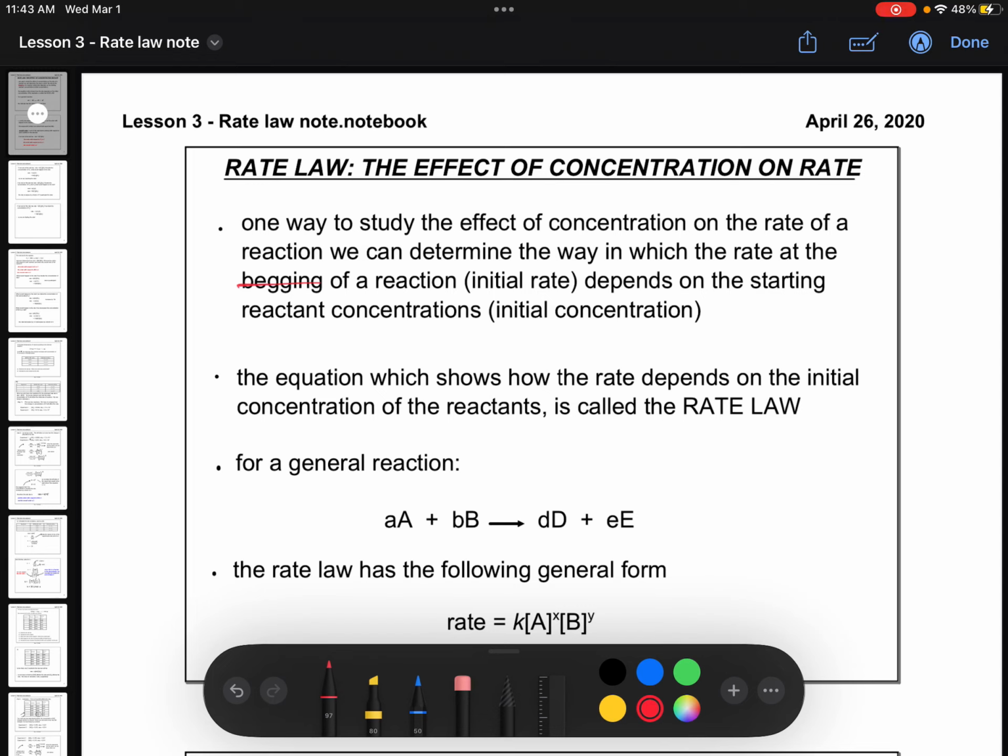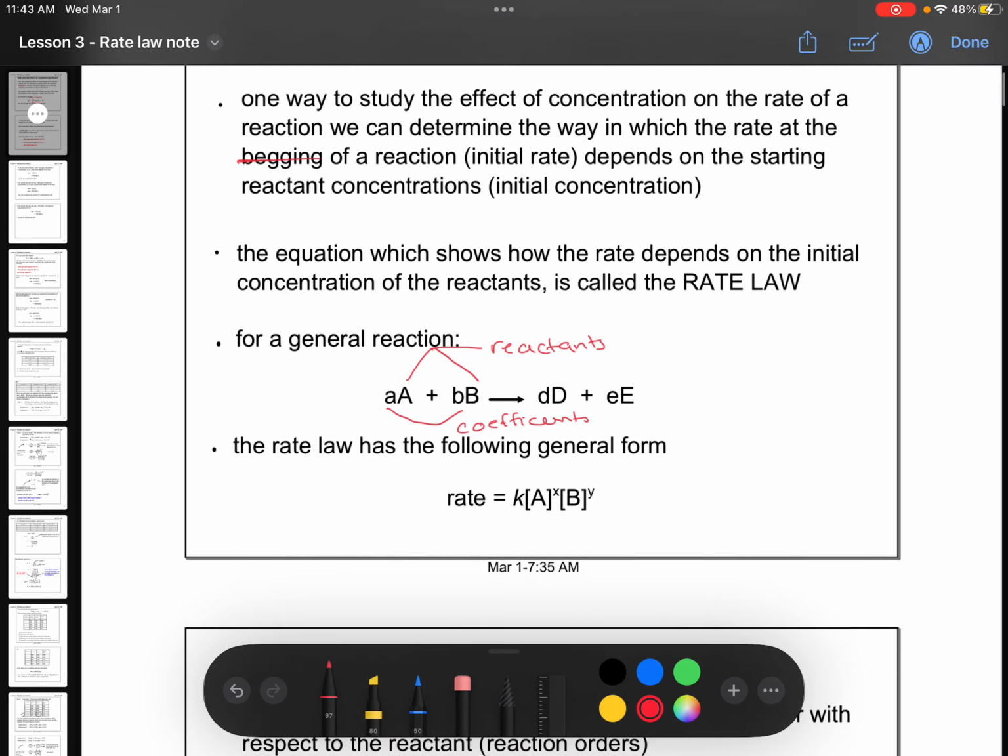So for a general reaction, you can see the following equation. The large or uppercase letters are our reactants, and the lowercase letters are our coefficients. Our coefficients are used to balance out the equation. When we look at the rate of reaction, it is going to be proportional to the product of the initial concentrations of the reactants.